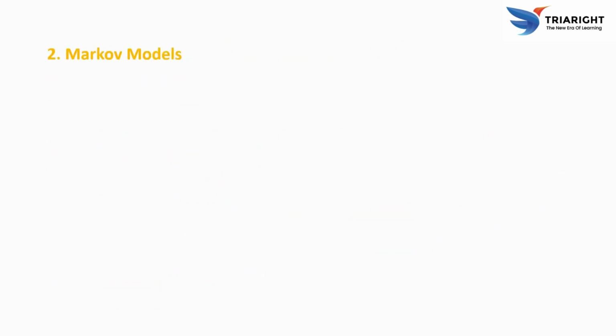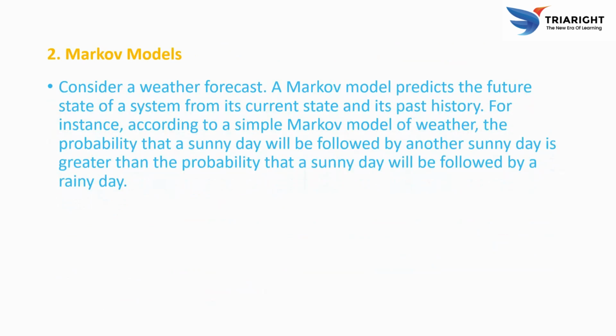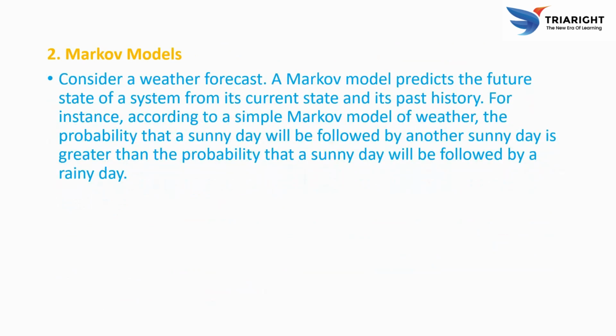Second, we have Markov models. Considering a weather forecast, a Markov model predicts the future state of the system from its current state and its past history. For instance, according to a simple Markov model of weather, the probability that a sunny day will be followed by another sunny day is greater than the probability that a sunny day will be followed by a rainy day.